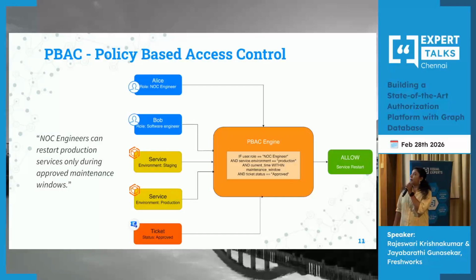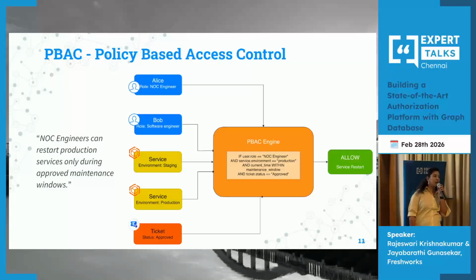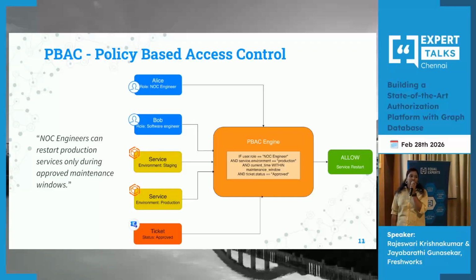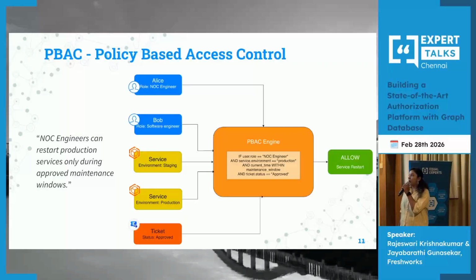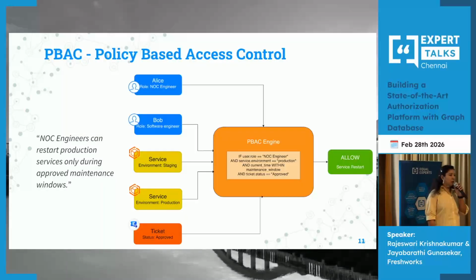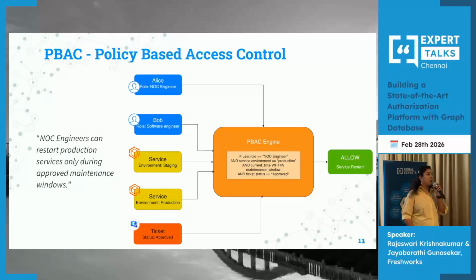So the next one is the policy-based access control. Generally, your org will have certain policies. Let's take, for example, this policy: the on-call NOC engineers can restart production services only during approved maintenance windows. This is a policy defined by the organization. What PBAC does is translate the same policy into a condition that is run under a policy engine.